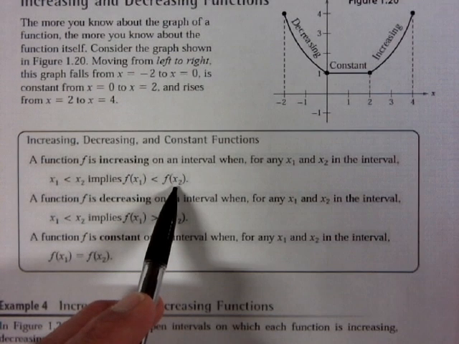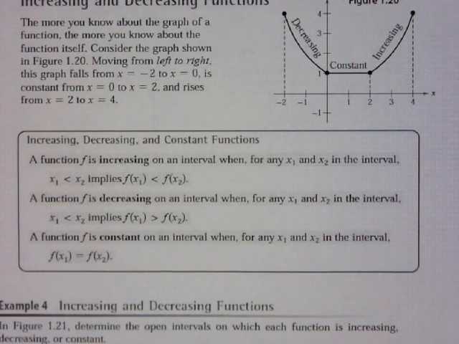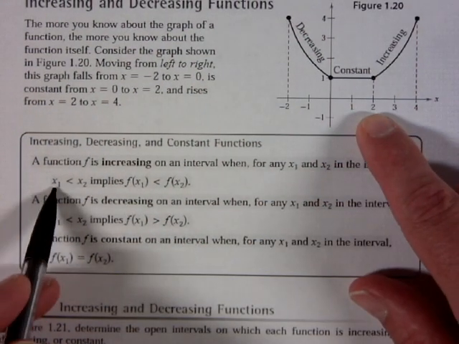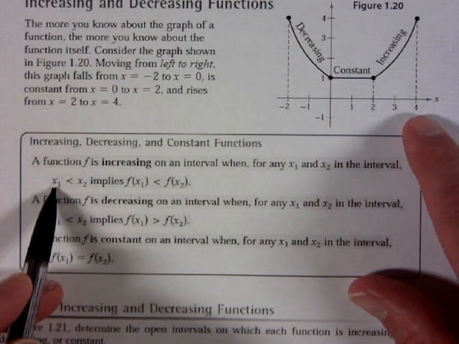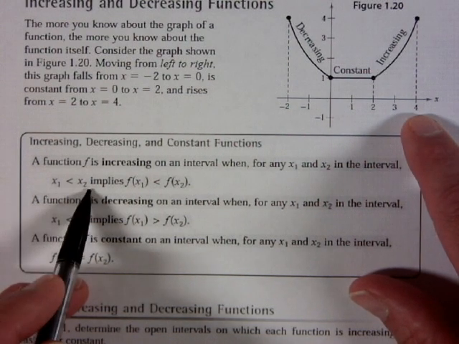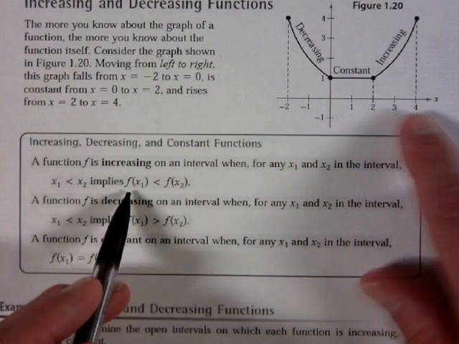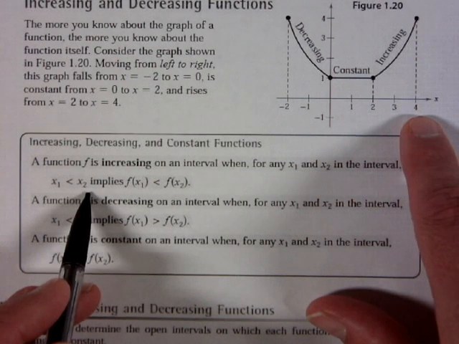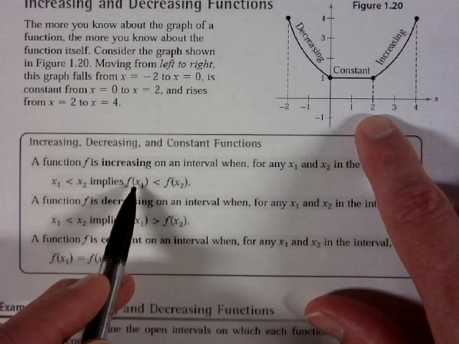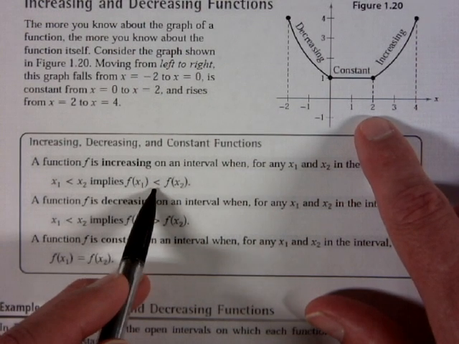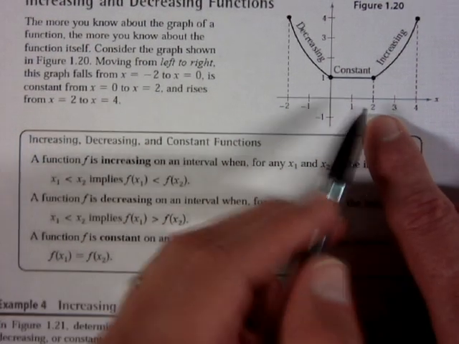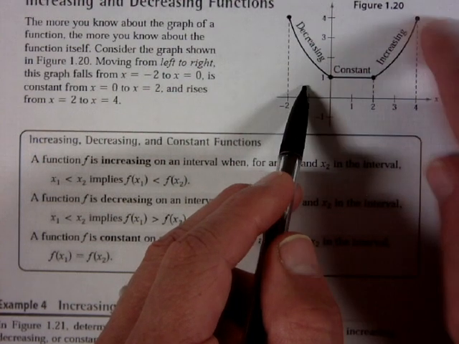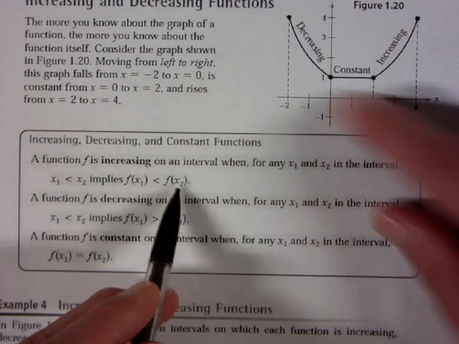So for example, right here on this graph that we looked at earlier, if I pick 2 as my x sub 1, and 4 as my x sub 2, then because 2 is less than 4, that implies that f of 2 is also less than f of 4. And let's see if it is. Well, when we plug in 2 to the function, what do we get? 1. And when we plug in 4, we get 4. So is 1 less than 4?